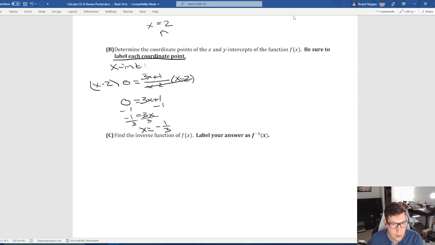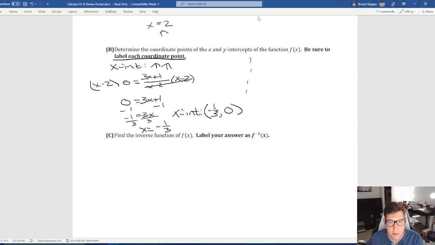All right. Well, as we just stated, we are not done, right? We need to have a coordinate point. I cannot make this any more clear, right? It's in bold, it's underlined, we got some arrows. And so our x-intercept is going to be negative 1/3, comma, 0. There it is. And so now let's take a look at our y-intercept.